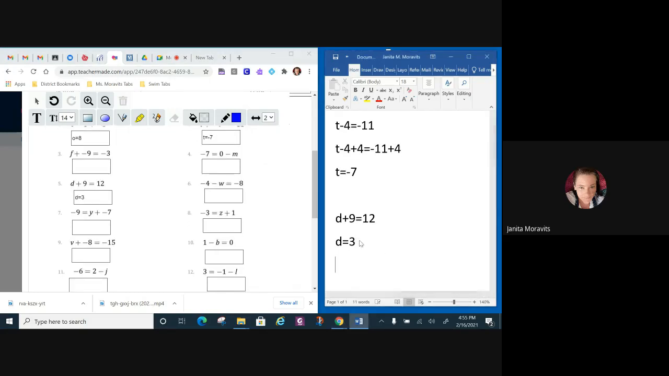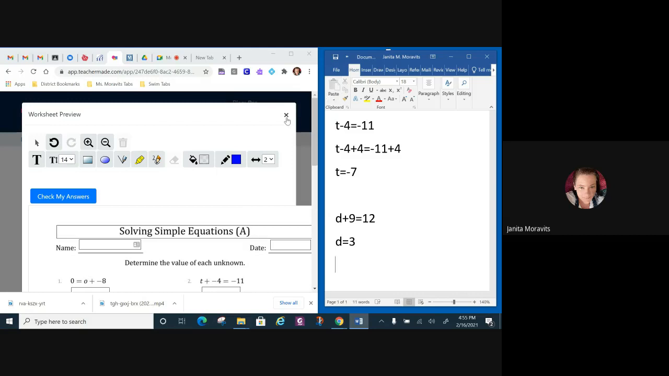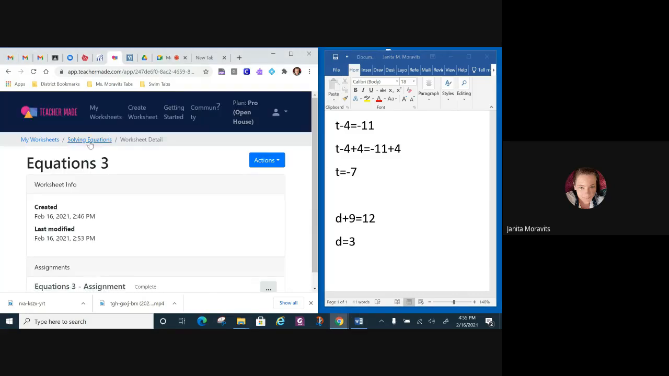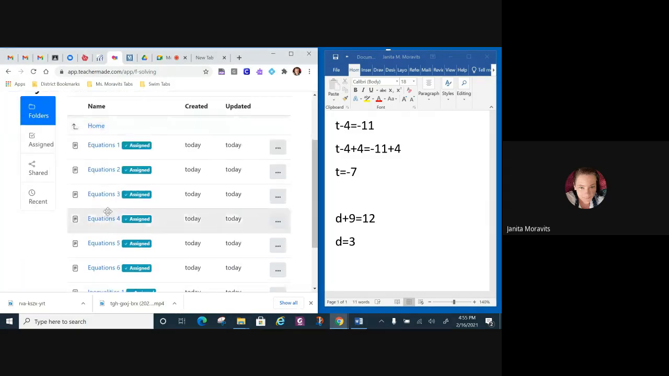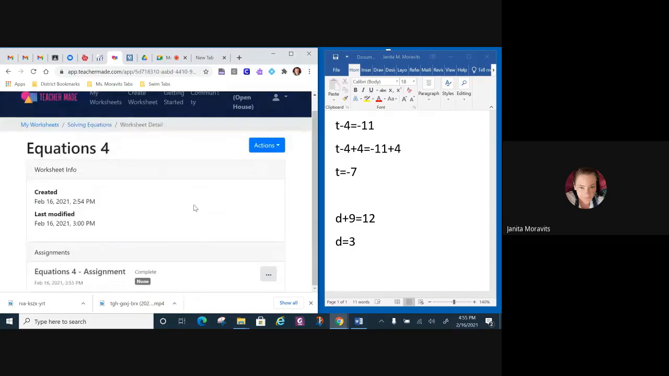Again, this one is equations 3. Let's take a look at equations 4, and we'll kind of put these together.